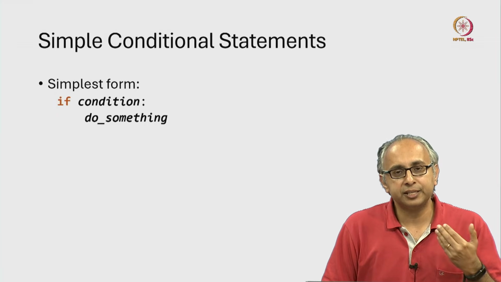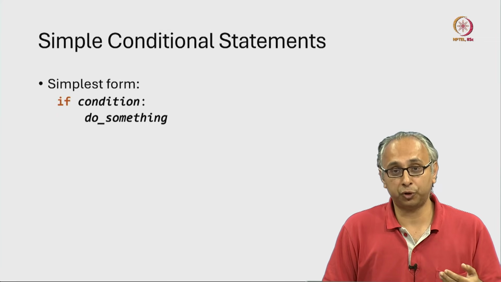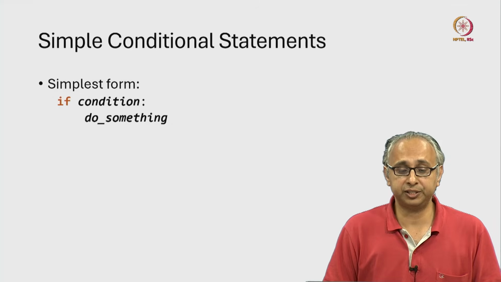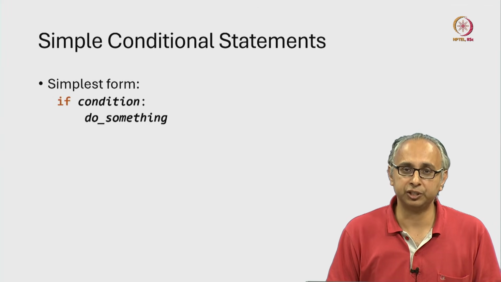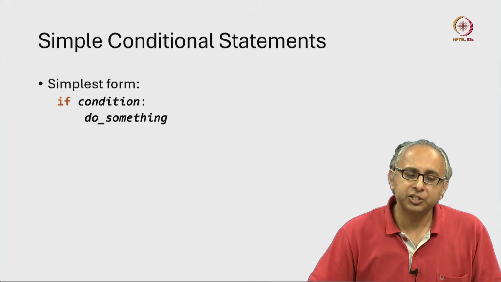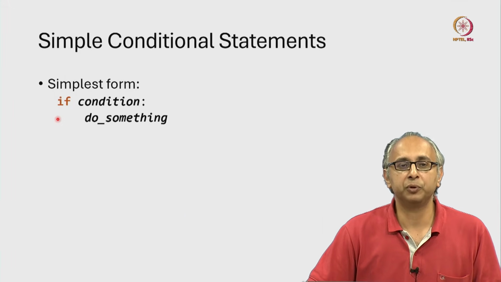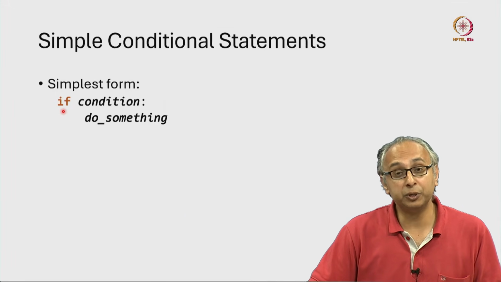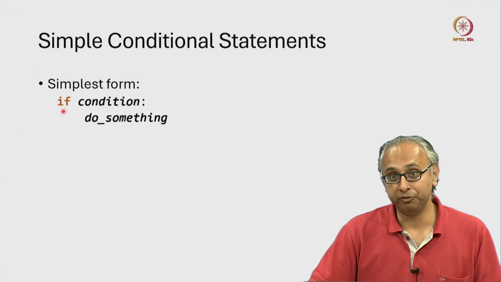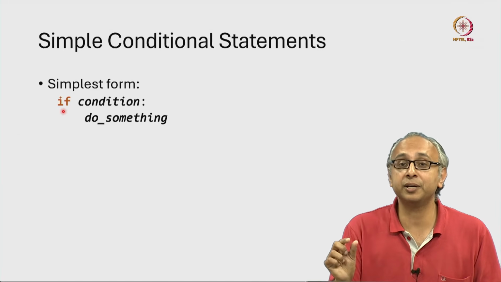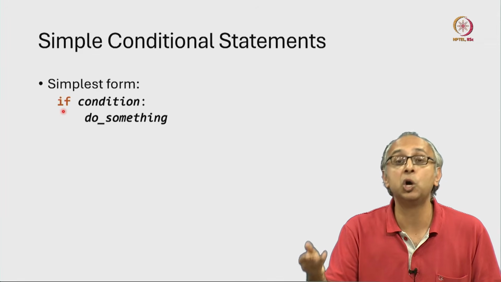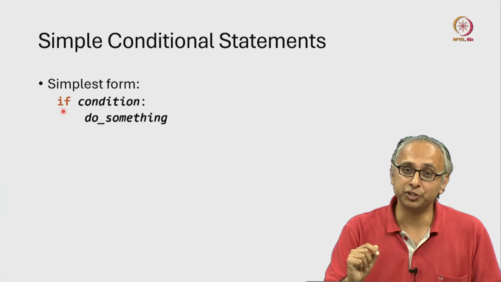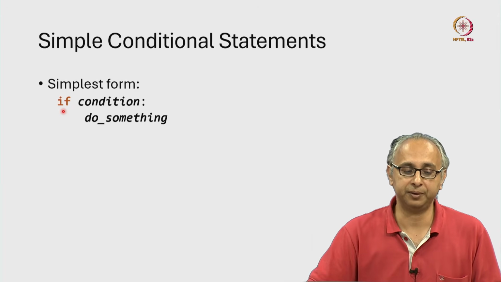So to understand the rest of the code that our AI is suggesting, we need to understand what are called conditional statements. Conditional statements in their simplest form look like this. We begin with the keyword if. Once again, a keyword is something that you cannot use as the name of your variables or indeed your functions. These are special words in Python.